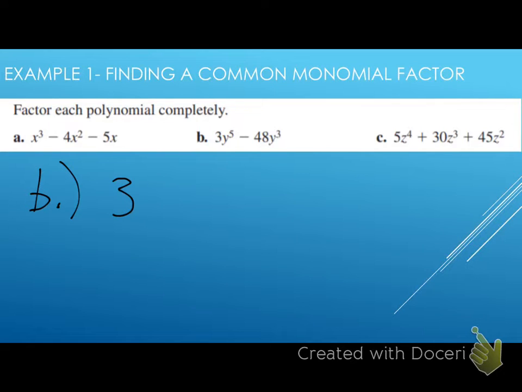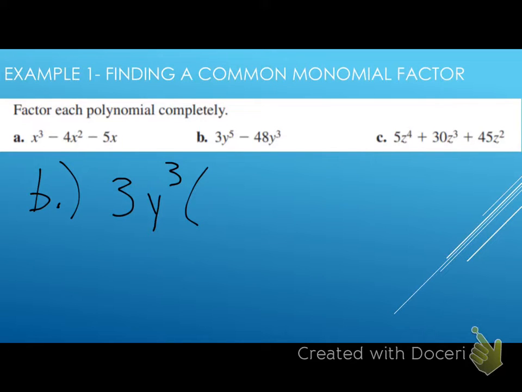Then how many y's do they have in common? Y cubed, right? They got 3 y's in common. Each term has at least 3 y's. So my GCF that I can factor out is 3y cubed. Does everyone see that?